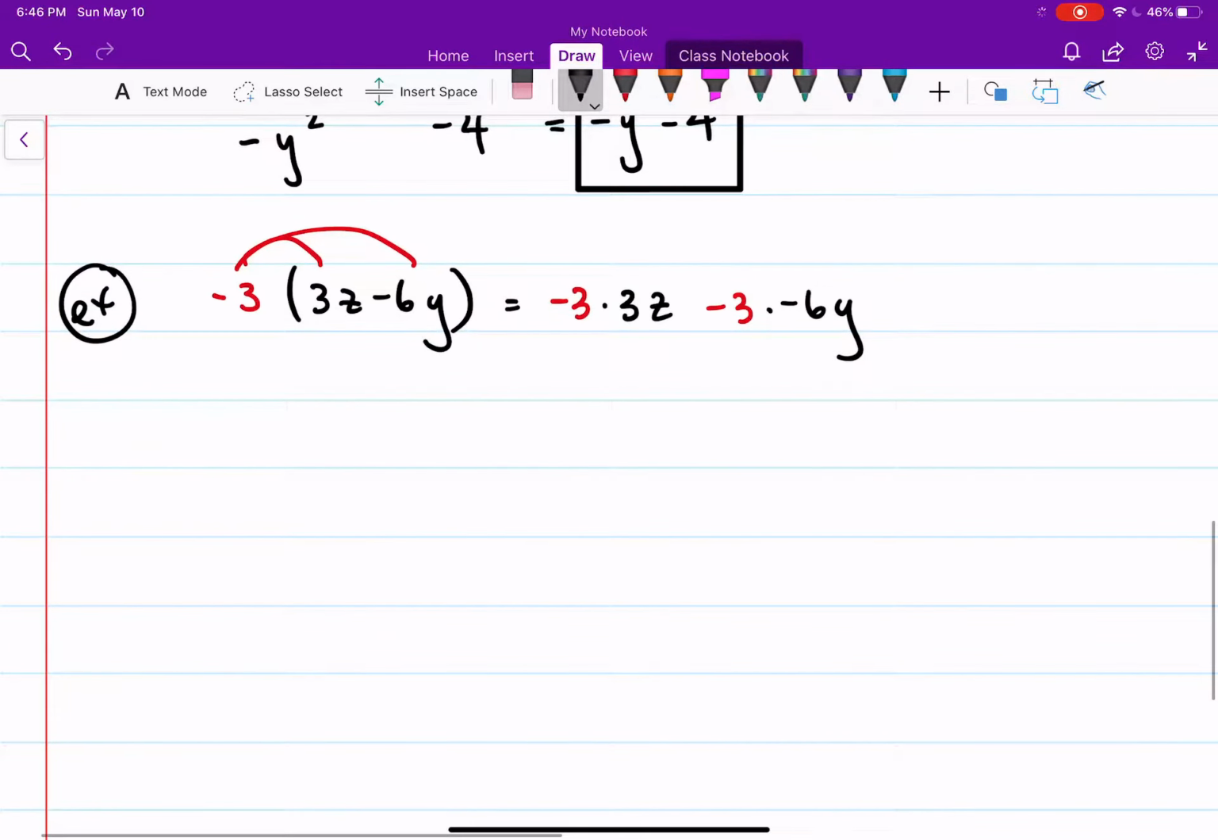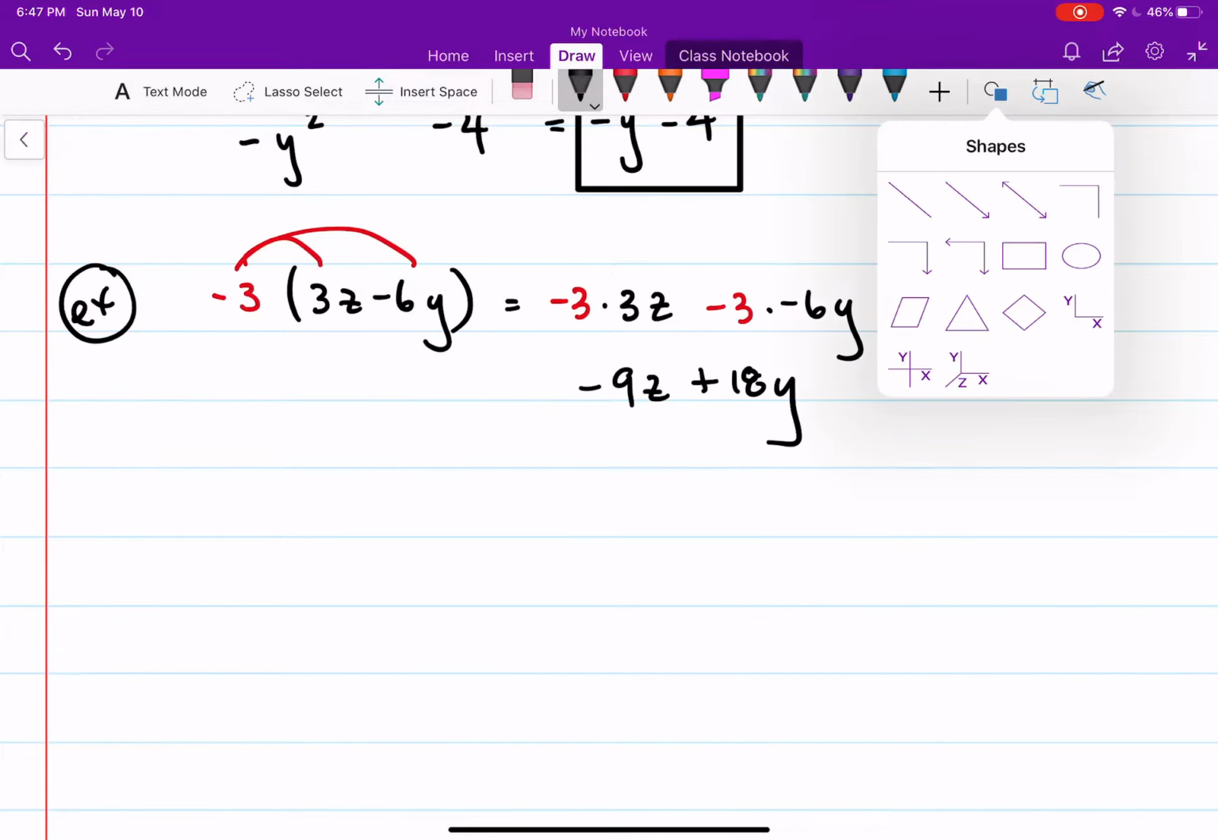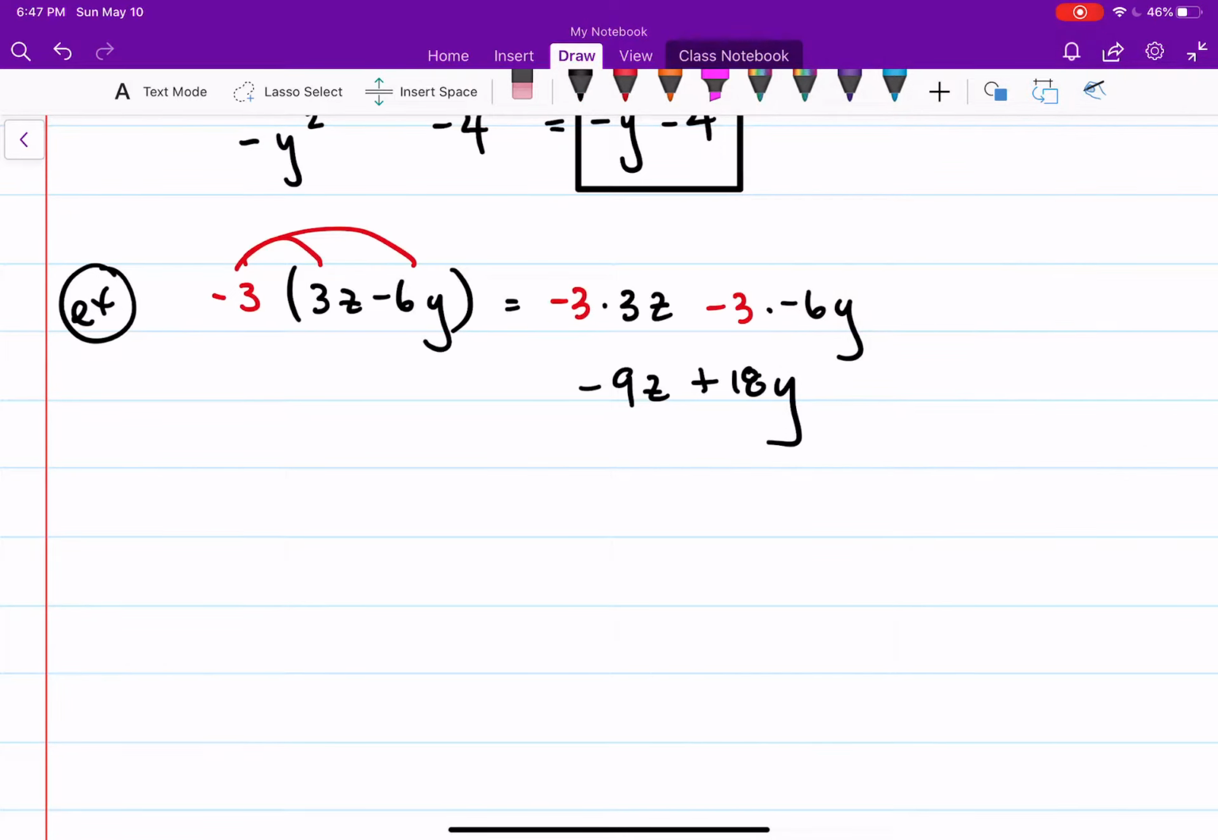So what do I have? I'm going to have a negative 9z plus 18y. Now, can I add these two things together? What'd you say? I didn't hear you. Say it again. That's right. No is the answer. You cannot combine these two because they're different bases. One's an x, one's a y and one's a z. So they're totally different. So therefore you cannot add them together.